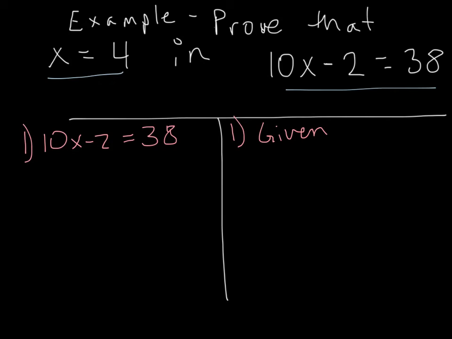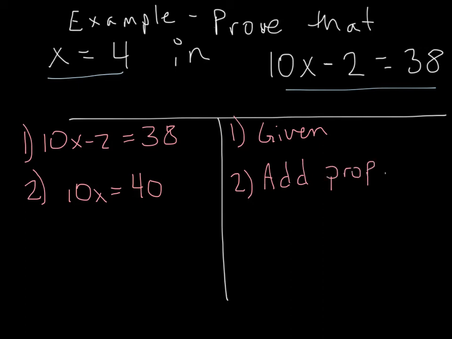And so now what I'm going to do is basically add 2 to both sides. And when I add 2 to both sides, this negative 2 is going to go away, right? It's going to come to 0. And so when I add 2 to both sides, I end up with step 2 here of 10x equaling 40. And what I did to get to that step was the addition property, right? And I'm going to just abbreviate here because I don't have a lot of room.